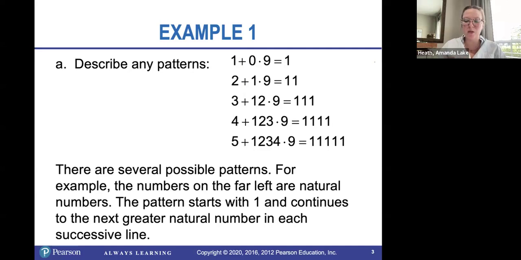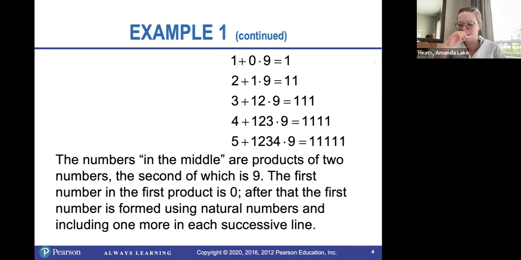So something else you could have noticed is that these numbers here in the middle are all products. So we're multiplying two numbers together. The second number is always 9. So that's a pattern. What do you notice about the first numbers that we're multiplying together? So we start with 0, and then each of the subsequent parts of our product are the numbers that are generated by putting together the first few digits. So 1, 1, 2, 1, 2, 3, 1, 2, 3, 4.